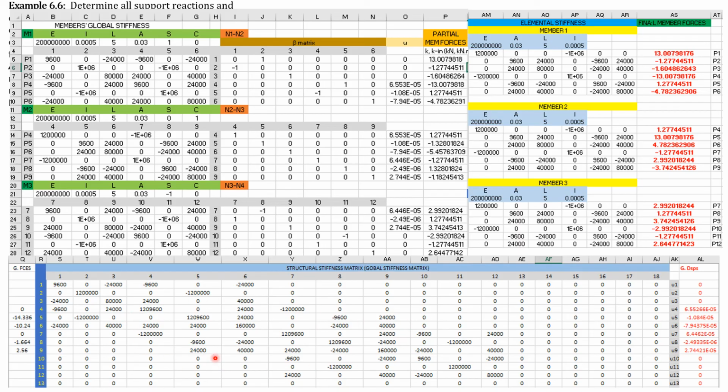Then the inverse of that multiplied by these global nodal forces will give us these values. Then the zeros there are placed manually because they correspond to zero displacements at 1, 2, 3, and 10, 11, 12. Zero displacements.